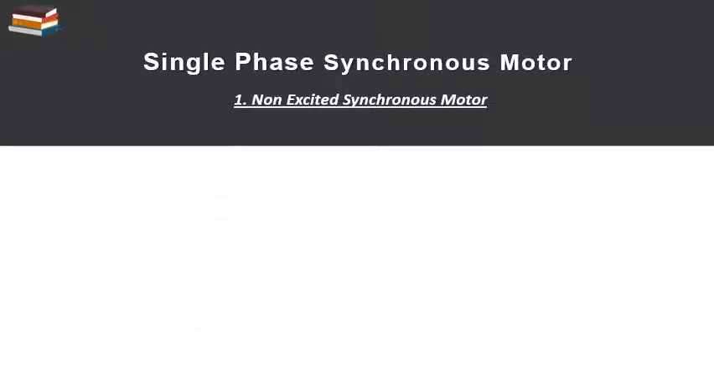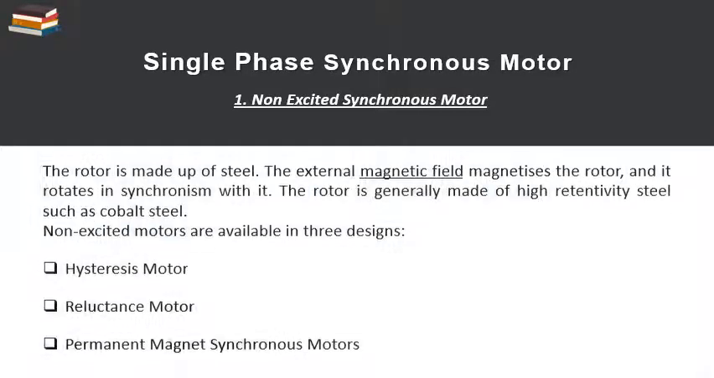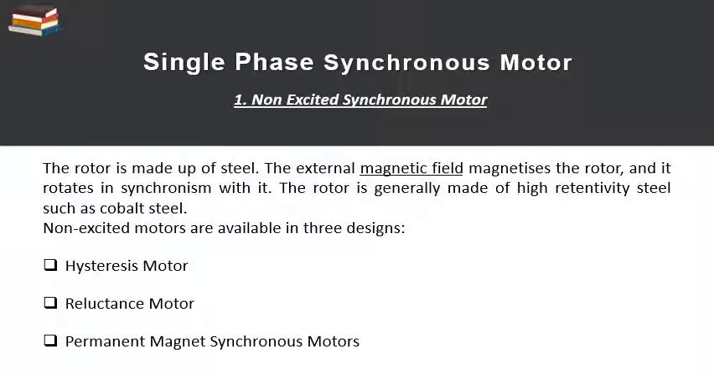So the first category is non-excited synchronous motor. The rotor is made up of steel. The external magnetic field magnetizes the rotor and it rotates in synchronism with it. The rotor is generally made of high retentivity steel such as cobalt steel. Non-excited motors are classified into three categories. First one is called the hysteresis motor, second one is reluctance motor, and third one is permanent magnet synchronous motor.